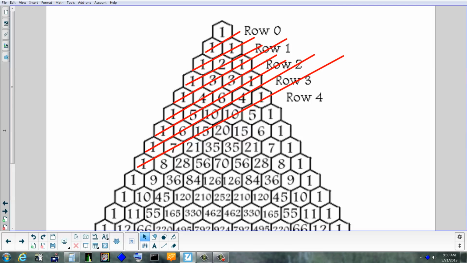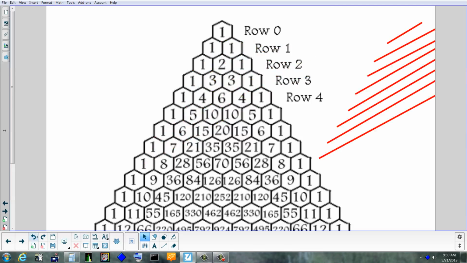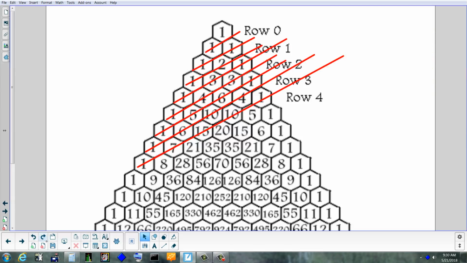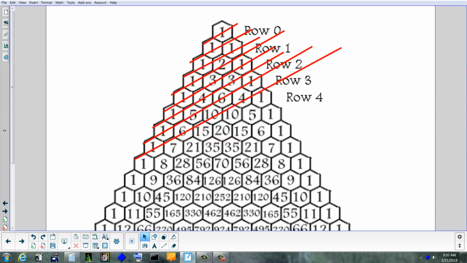So, actually, there's a couple ways I can put these lines. I could do it that way too. That's probably even better. So, look at the first line in red, and then add up all the hexagons that it goes right through. So, if you add up all the hexagons that the first line in red goes through, what do you get?